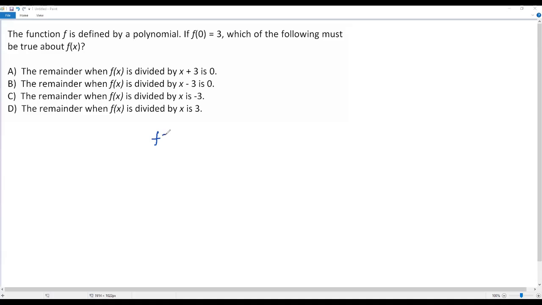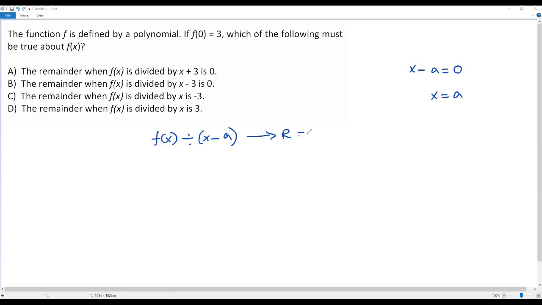That is, a polynomial function f of x is divided by some stuff, say x minus a. So what is the remainder? To get the remainder when the polynomial function f of x is divided by x minus a, what I have to do is equate this divisor to 0 and solve for x. When I equate x minus a to 0 and solve for x, I am getting x equals a, because to solve for x, we have to add a to both sides.